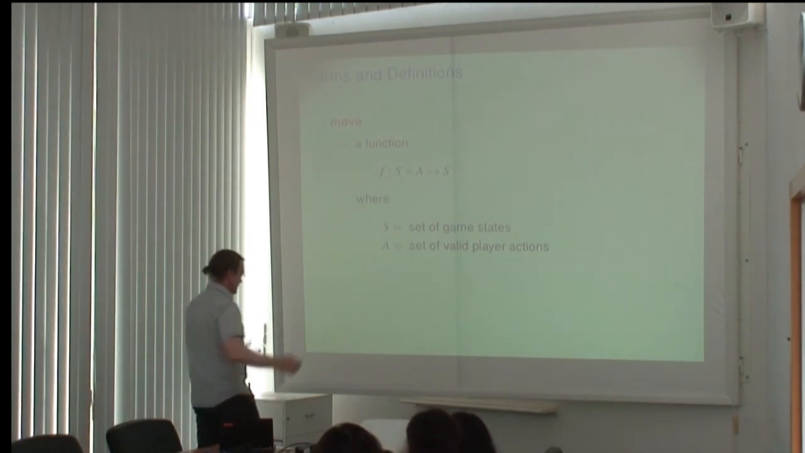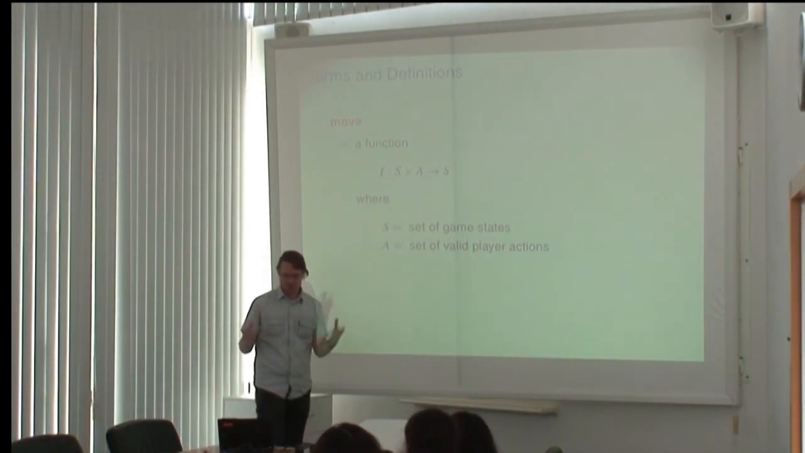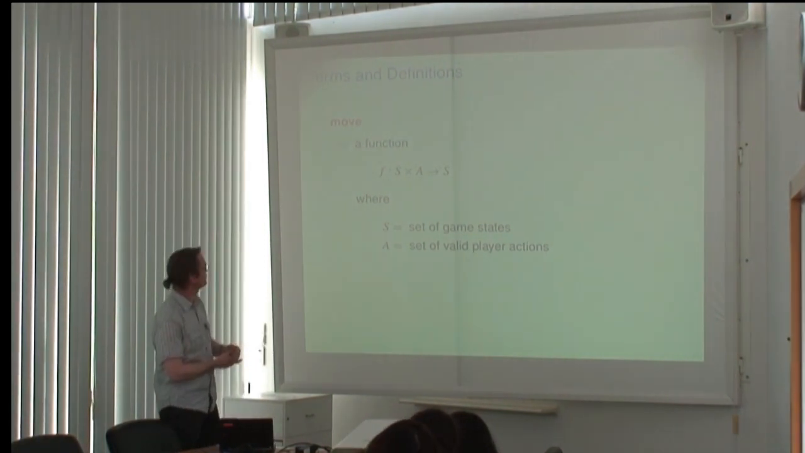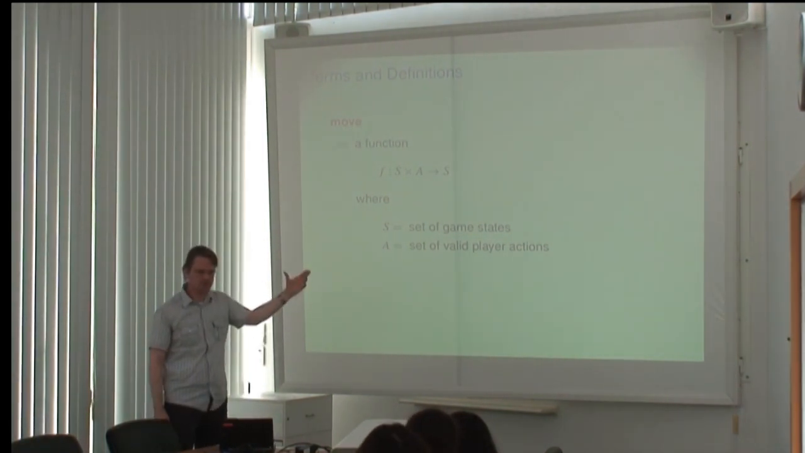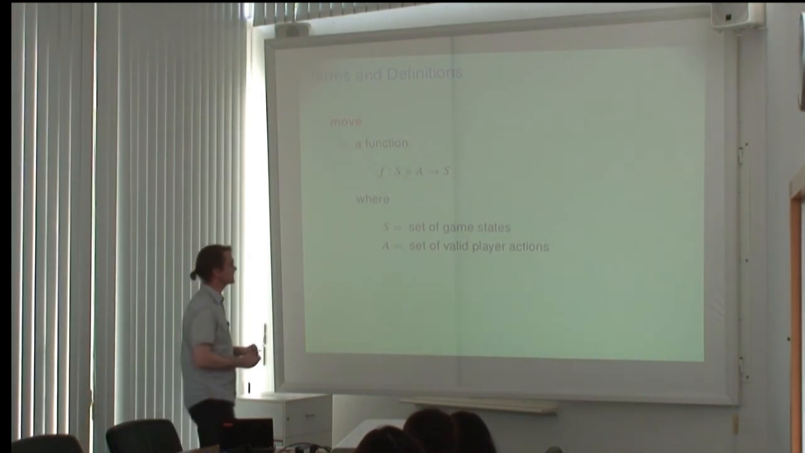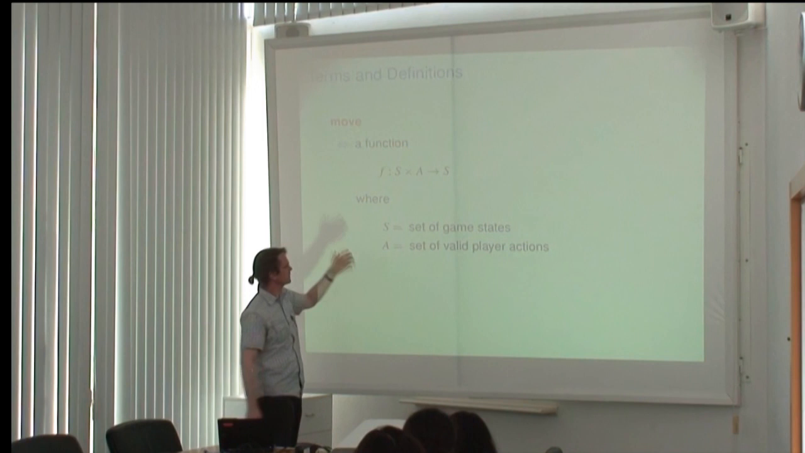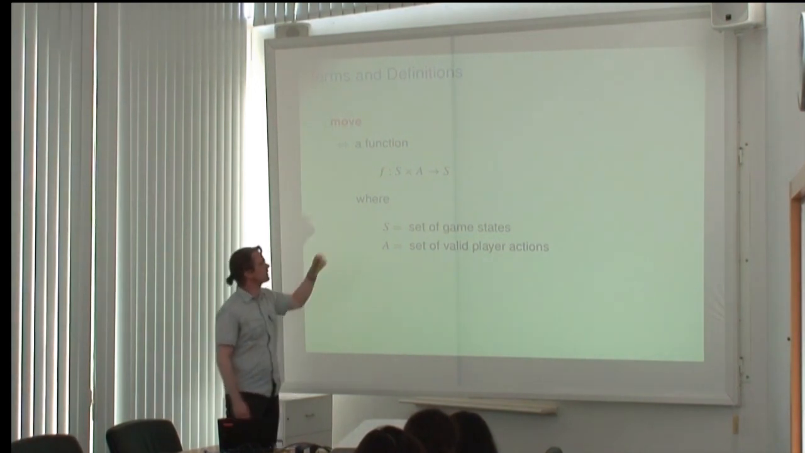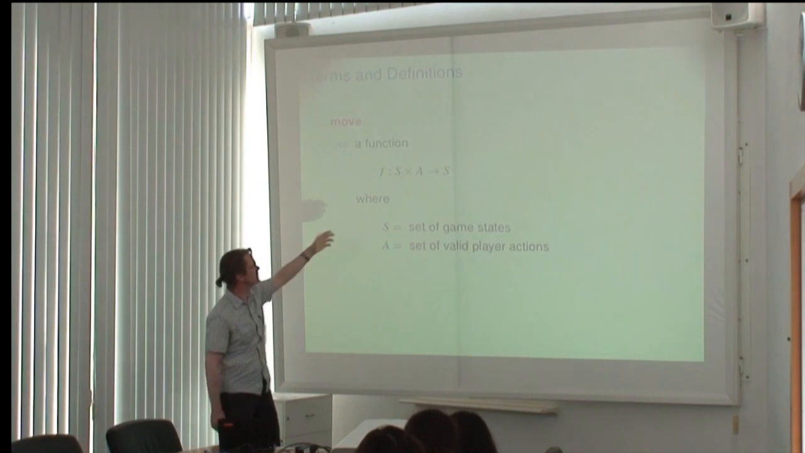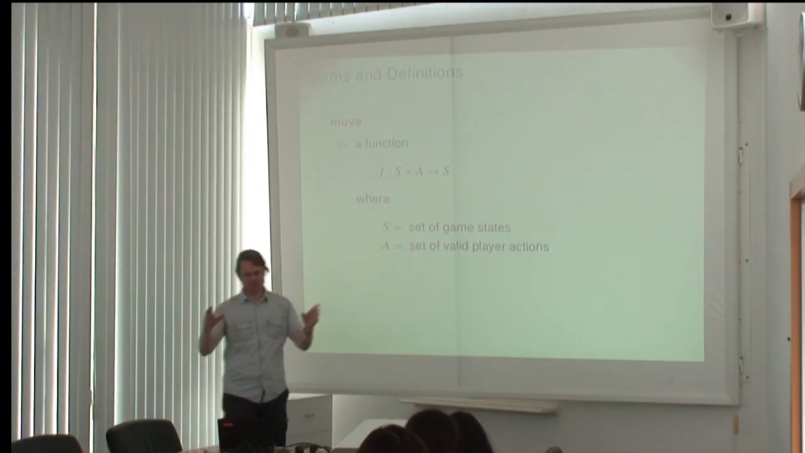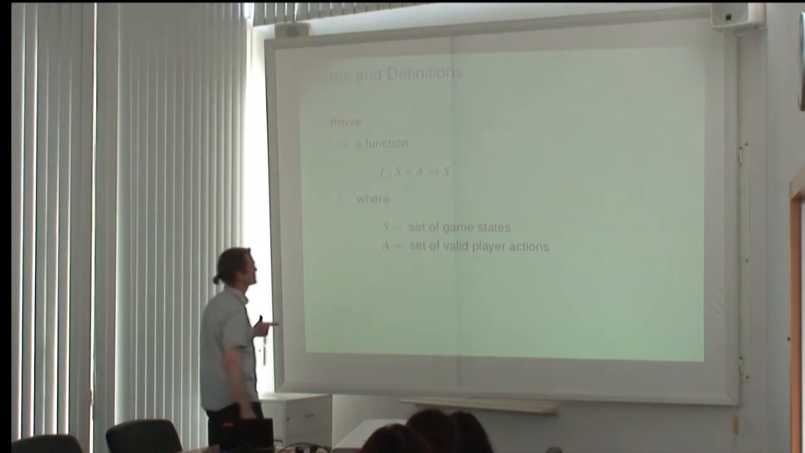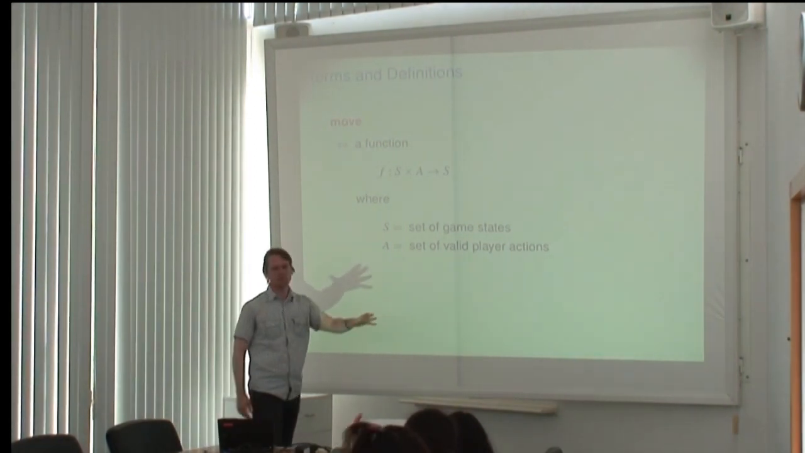Then we have to think about the notion of a move. What is a move? A move is a function of 2 arguments. The first argument is a game state. The second argument is an action. So this is a function that maps from the Cartesian product of game states and actions to game states.